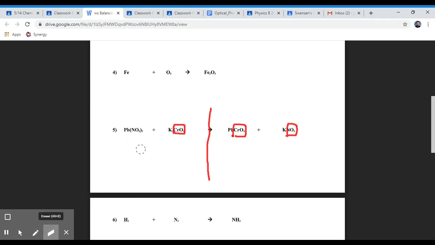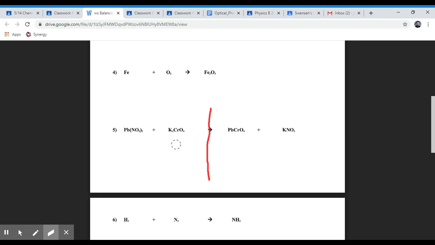We didn't do too much with them this year, just due to distance learning. You'll learn more about those when you get into chemistry as a junior. But we basically can treat those polyatomic ions as one clump, and that'll really help as we go through this to balance these equations out.